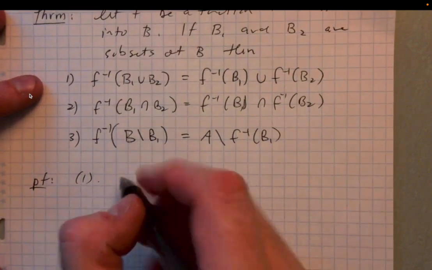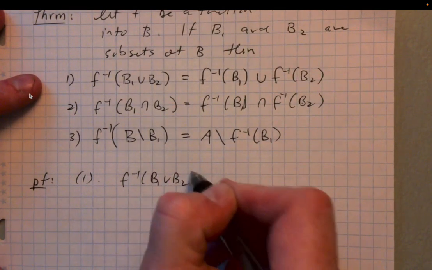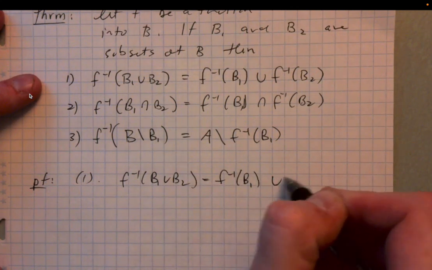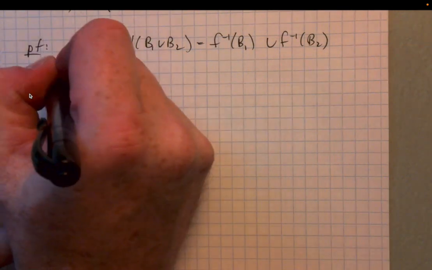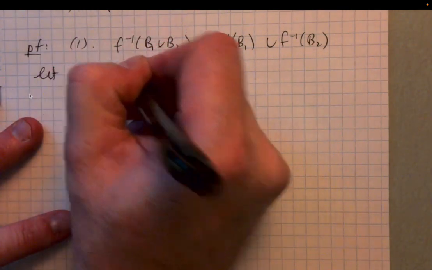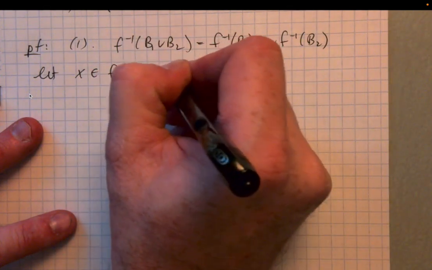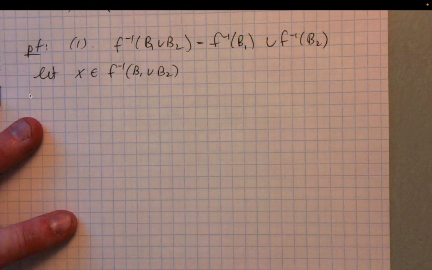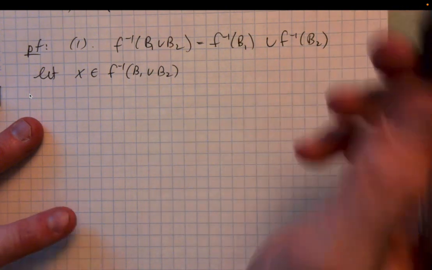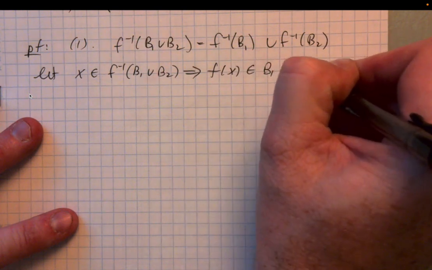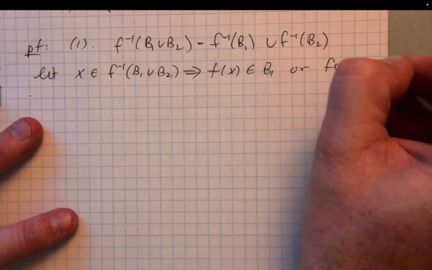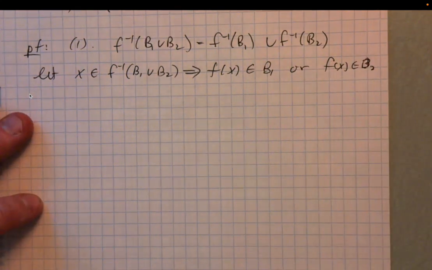Here we're trying to show that F inverse of B1 union B2 is equal to F inverse of B1 union F inverse of B2. As you can imagine, it's probably going to go very similar to the previous theorem, but of course it's backwards, because now we're talking about the inverse image of a set of the codomain. So let X be in the inverse image of B1 union B2. Then by definition of the inverse image of a set, F of X is in B1 or F of X is in B2. That's just the definition.